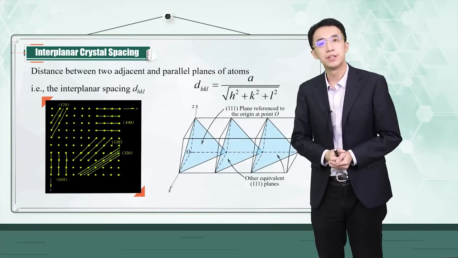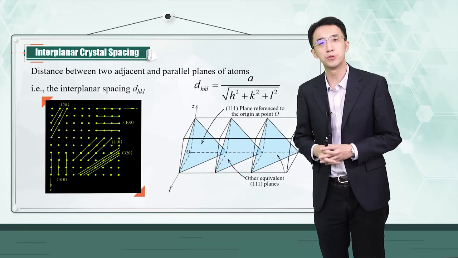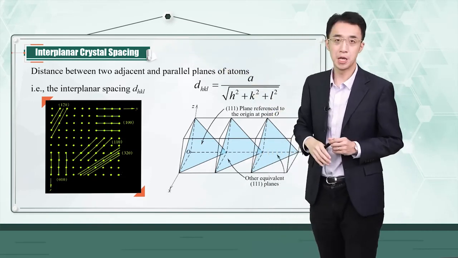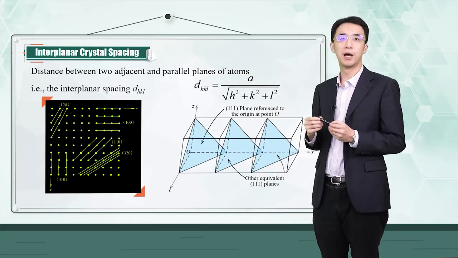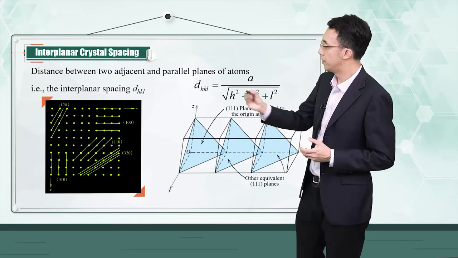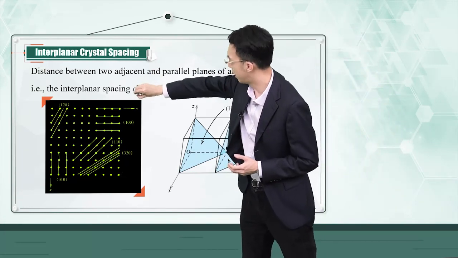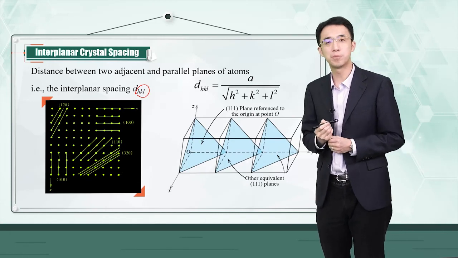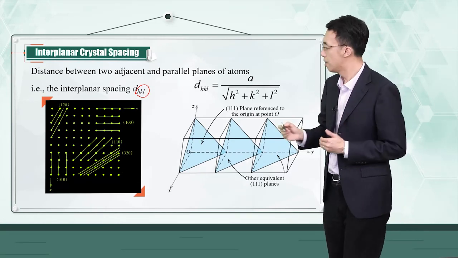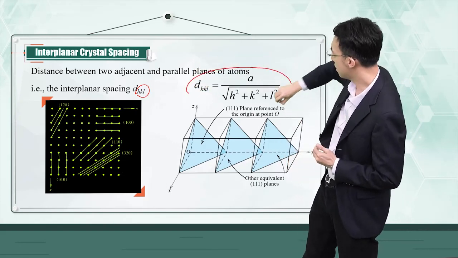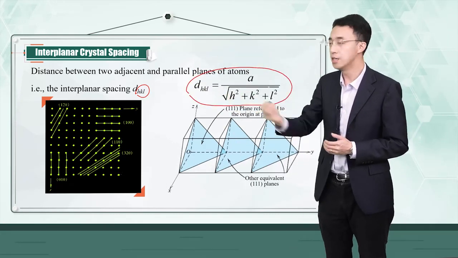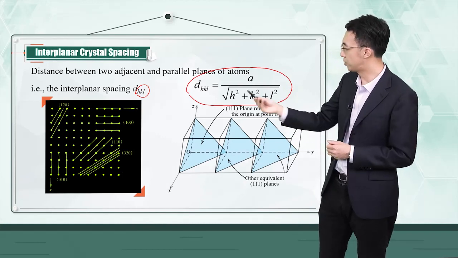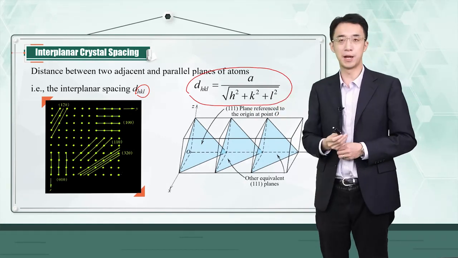And then the crystal structure feature we are interested in to talk about the matter X-ray interaction is the interplanar crystal spacing. Suppose you have a set of parallel planes of atoms, and the planes have Miller indices of hkl. Then we can easily calculate the distance or the interspacing between neighboring parallel planes by this equation, where the interplane spacing d can be calculated by the lattice constant divided by the square root of h squared, k squared, and l squared.